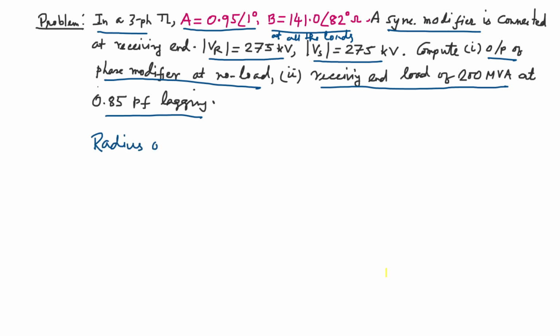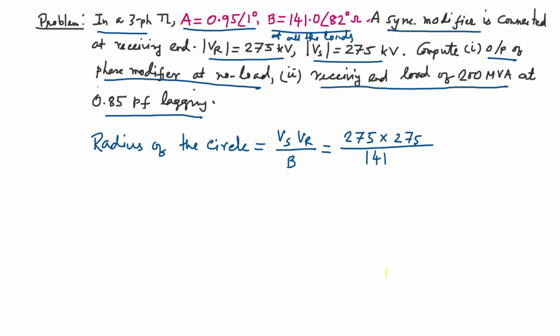We have the radius of the circle. What is the formula? Vs VR by B. So what is Vs? It is 275 kV. What is VR? It is 275 kV, divided by B, which is 141.0, which comes to be 536.35 MVA. This is the radius of the circle.